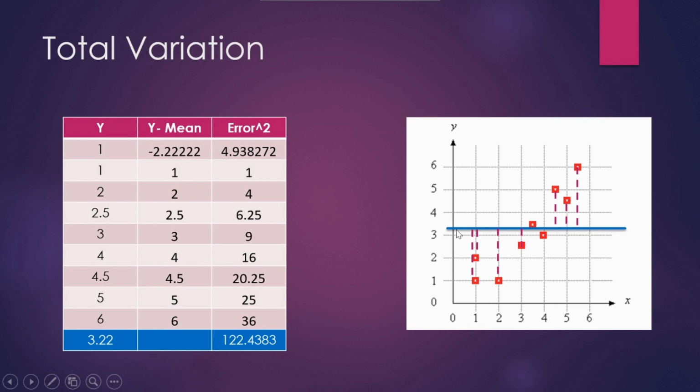In the plot you can see we have a blue line which is showing the mean. These red dotted lines are the distance of each point from the mean. If I want to see the error in my estimate, I can just subtract the mean from every single value, and in the table you can see that. As earlier, I'm just taking the sum of the squares of the errors and that is coming to 122.4383. So this is also called the total variation in your points when you don't have any x given.